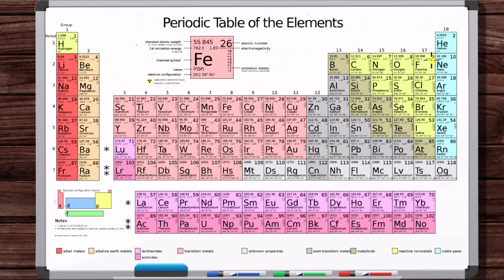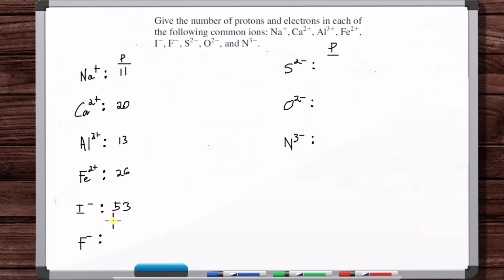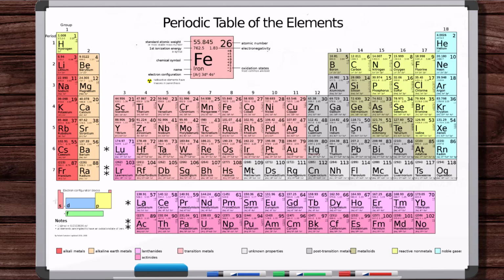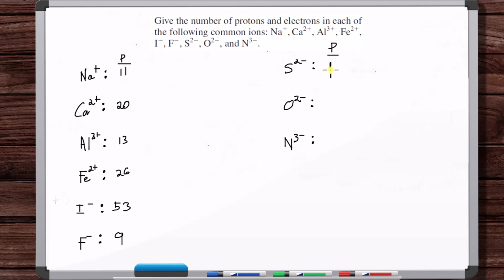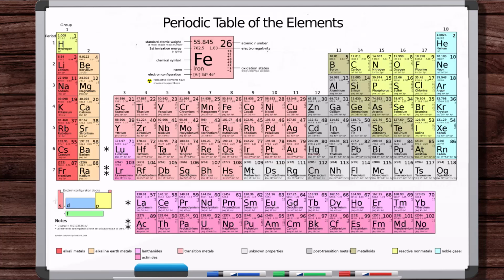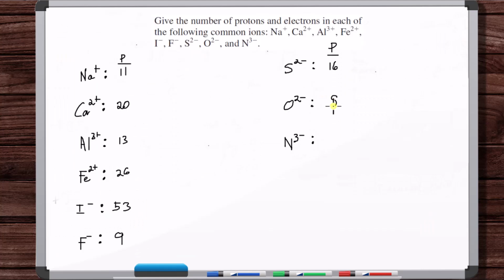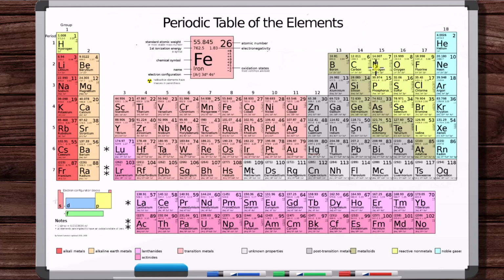Fluorine, 9. Sulfur, 16. Oxygen, 8. Nitrogen, 7.